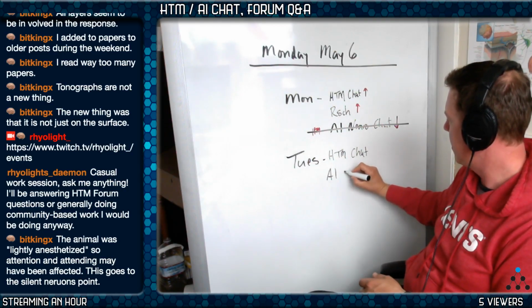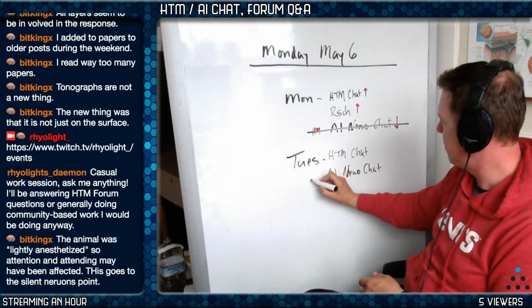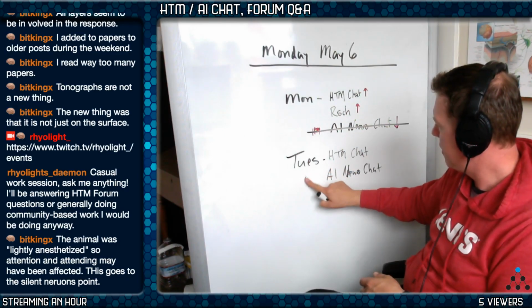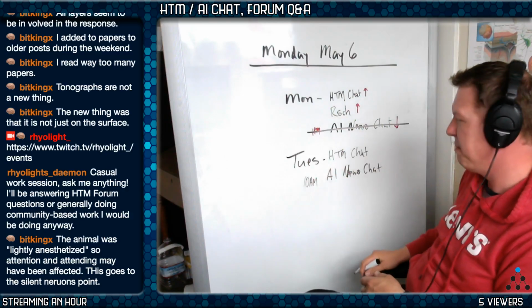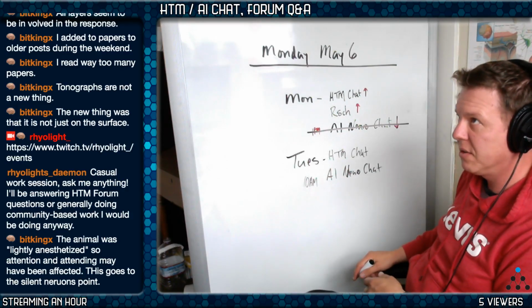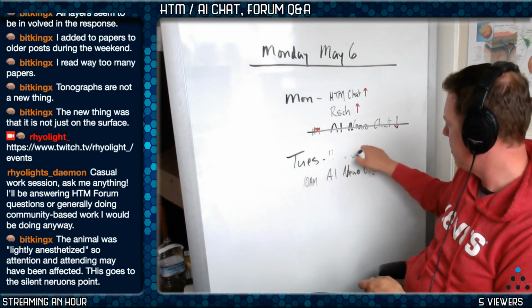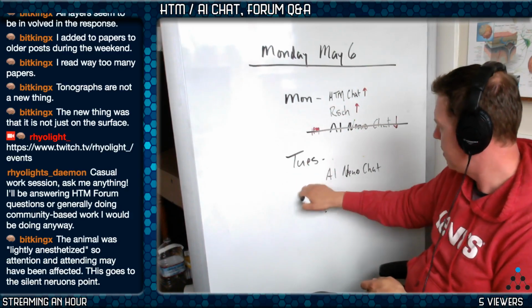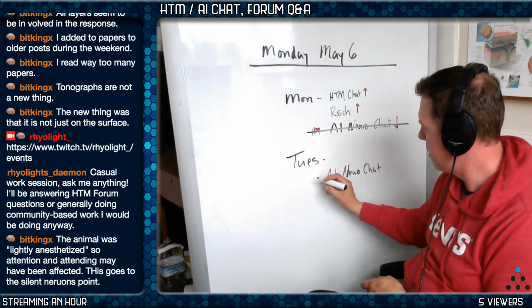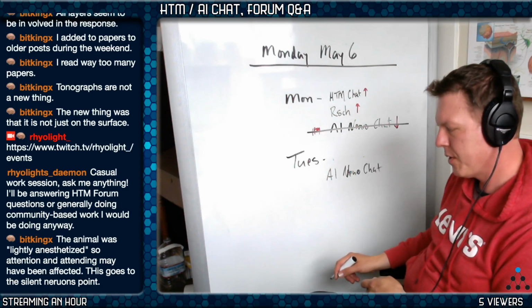Do an AI neuro chat, and this will be like 10 a.m. Yeah, 10 a.m. Or it could be 9 actually. Maybe I should do it at 9. Maybe I should not do this and just do this at 9. I don't know.